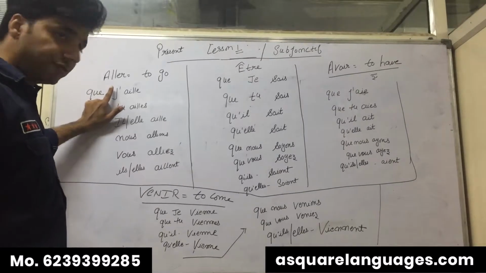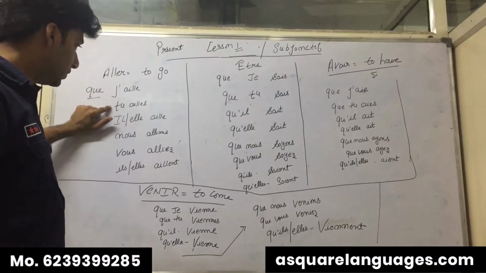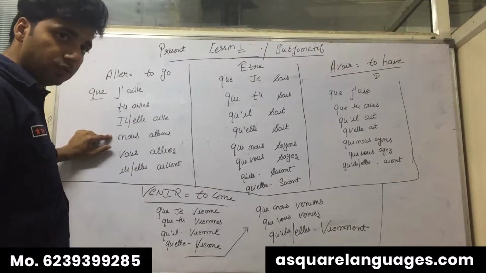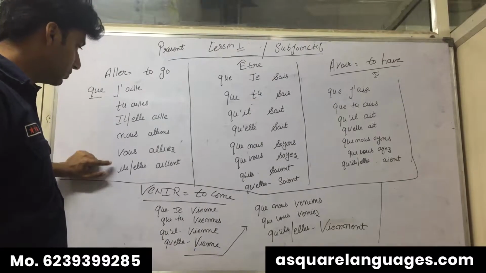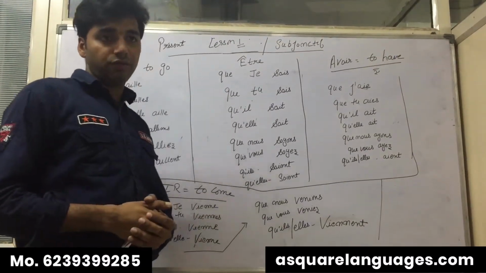So aller is to go. Que j'aille, que tu ailles, qu'il aille, que nous allions, que vous alliez, qu'ils aillent. So this is the subjunctive.